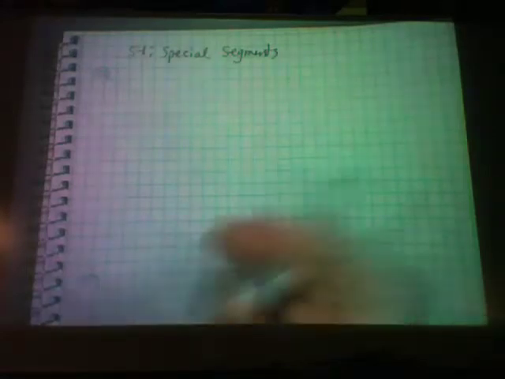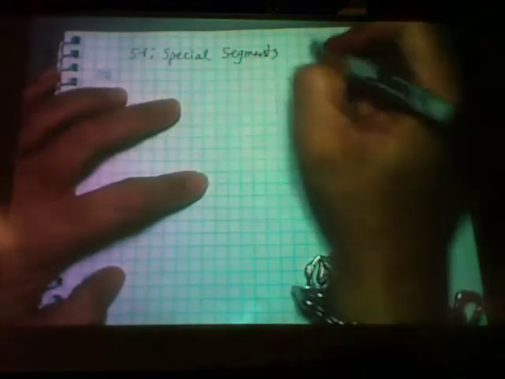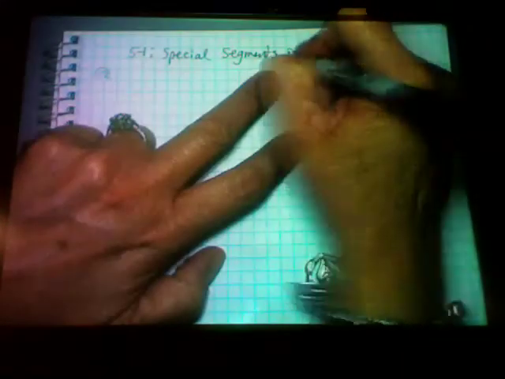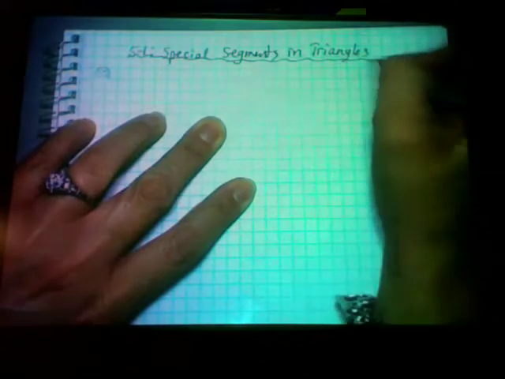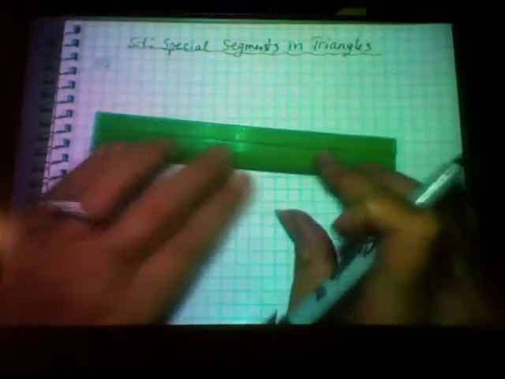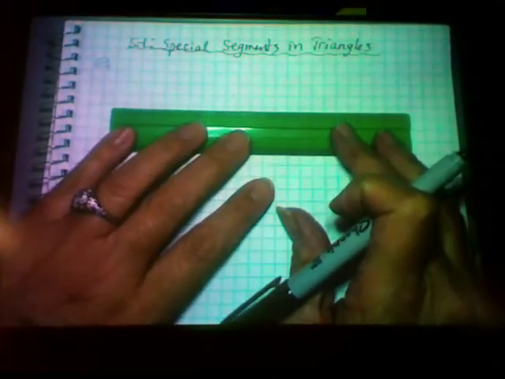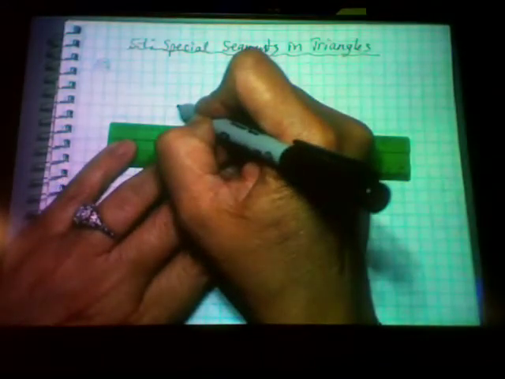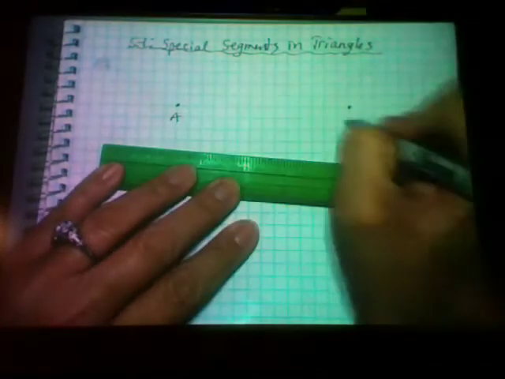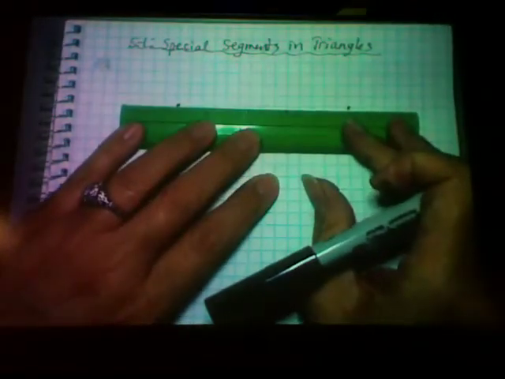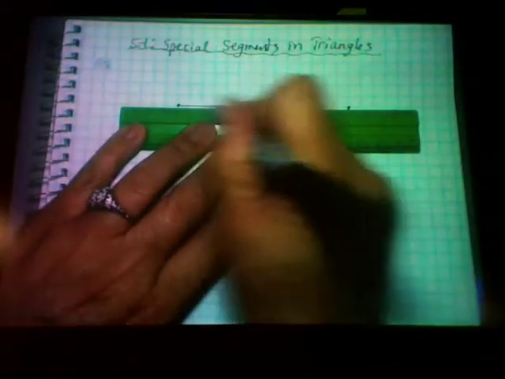So 5-1 talks about special segments in triangles. I want you to draw a segment. It doesn't have to be, normally, but for our purposes here, I want you to make sure that it's a horizontal line, and make it a fairly large horizontal line. This is going to be points A and B. And connect those two.